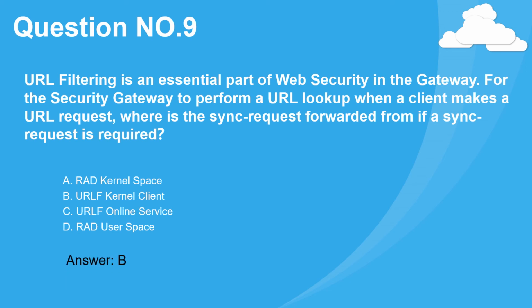Question no. 9. URL filtering is an essential part of web security in the gateway. For the security gateway to perform a URL lookup when a client makes a URL request, where is the sync request forwarded from if a sync request is required? A. RAD kernel space. B. URLF kernel client. C. URLF online service. D. RAD user space. Answer B.